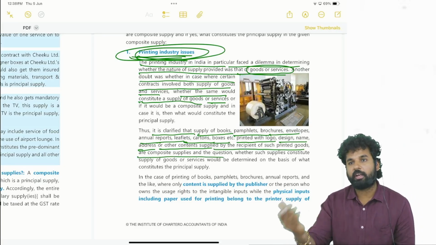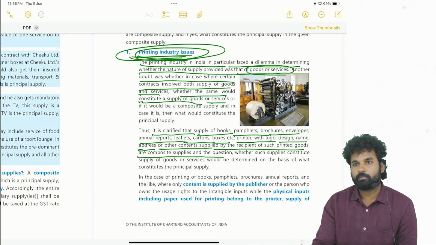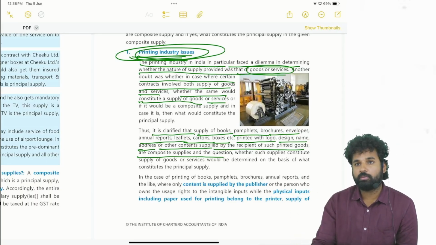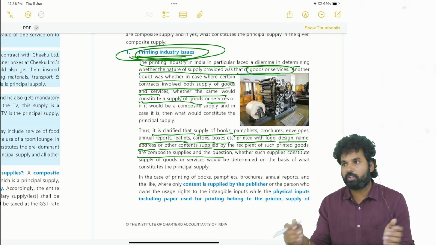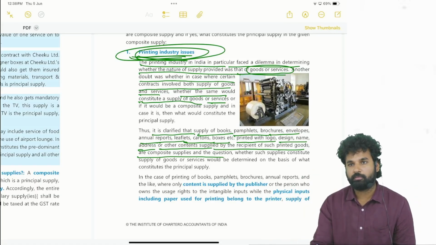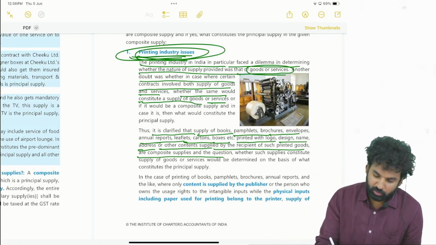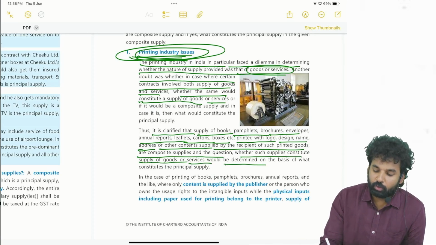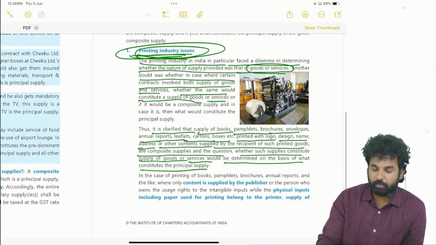So we are giving the content, and they are printing and giving. Sometimes we are just giving the logo on a big carton box, and they are just printing the logo and giving. In such cases, the question whether such supplies constitute a supply of goods or a supply of services would be determined on the basis of what constitutes the principal supply.